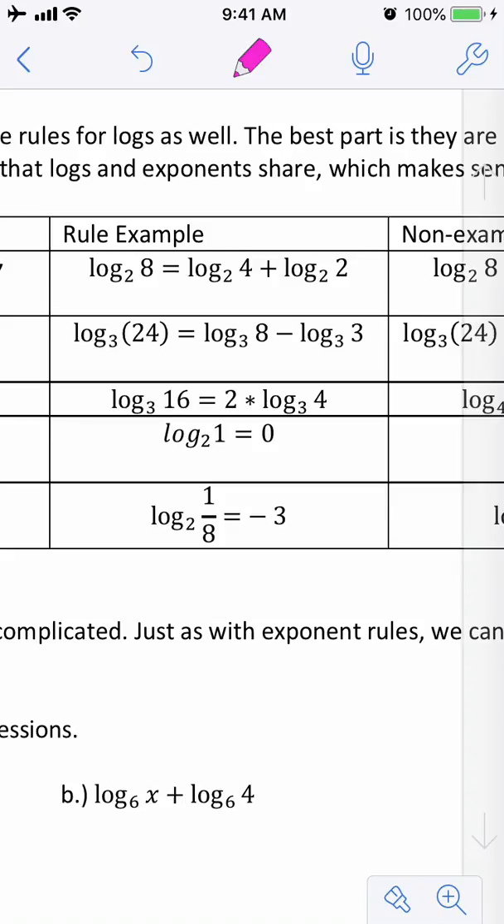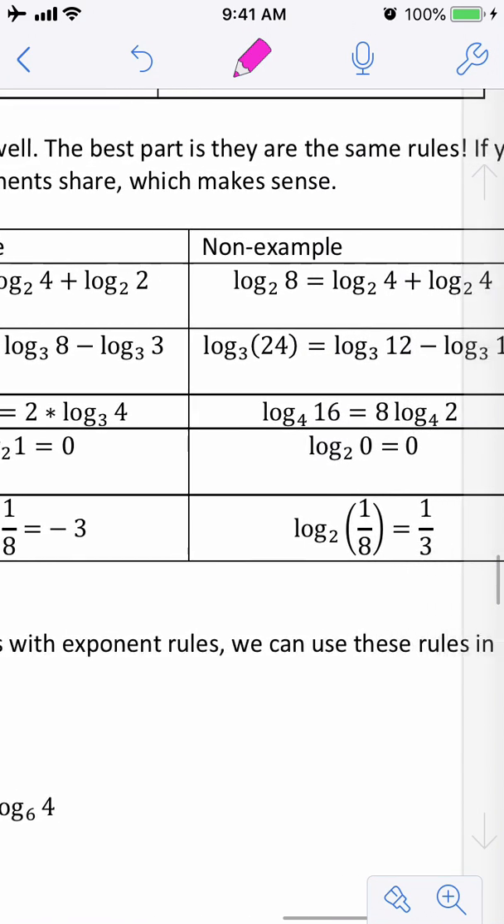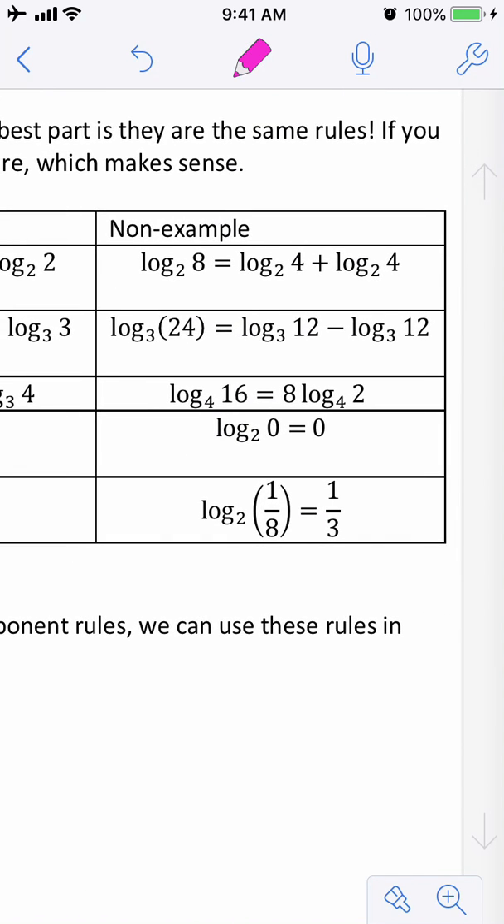So I can split up these logs with a subtraction sign. It is not, once again, an actual subtraction. It is not 36 minus 12, right? It's nothing split up like that. You don't split it up by addition or subtraction.